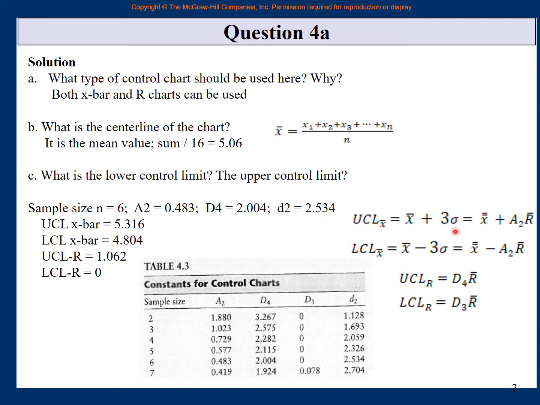And then these formulas are there on your formula sheet. UCL X bar is X double bar plus A2 R bar. LCL X bar is X double bar minus A2 R bar. UCL R is D4 R bar. LCL R is D3 R bar. So just find the values, right? You have, of course, R values are also given. So just like X double bar, you find the R bar and then substitute the values. And these are the upper and lower control limits for X bar, 5.316, 4.804, for R, 1.062 and 0, right?